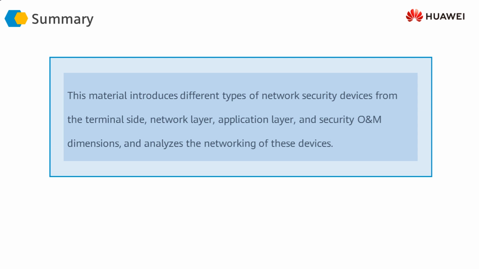So just to summarize, all this material introduces different types of network security devices. First we touched upon the different devices, and then we analyzed the different ways of how these devices are placed inside of the network. So this was all for today.